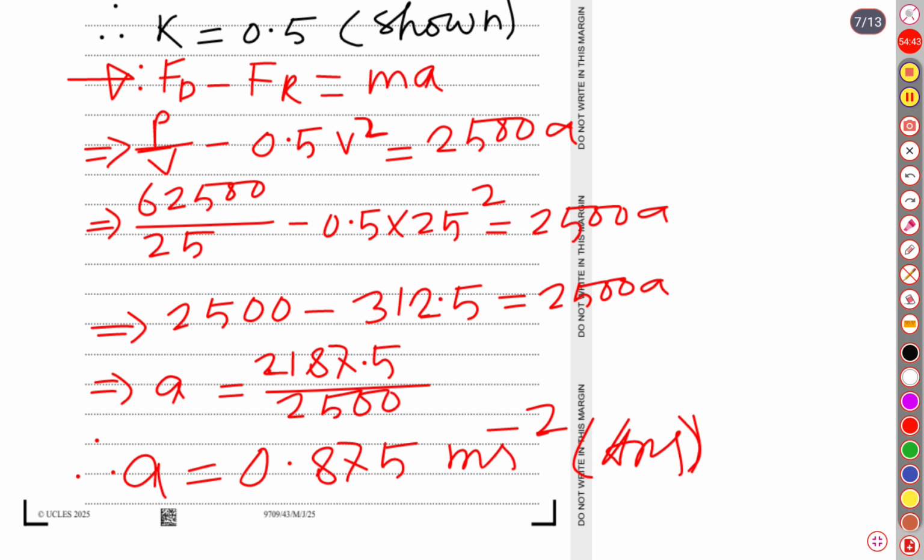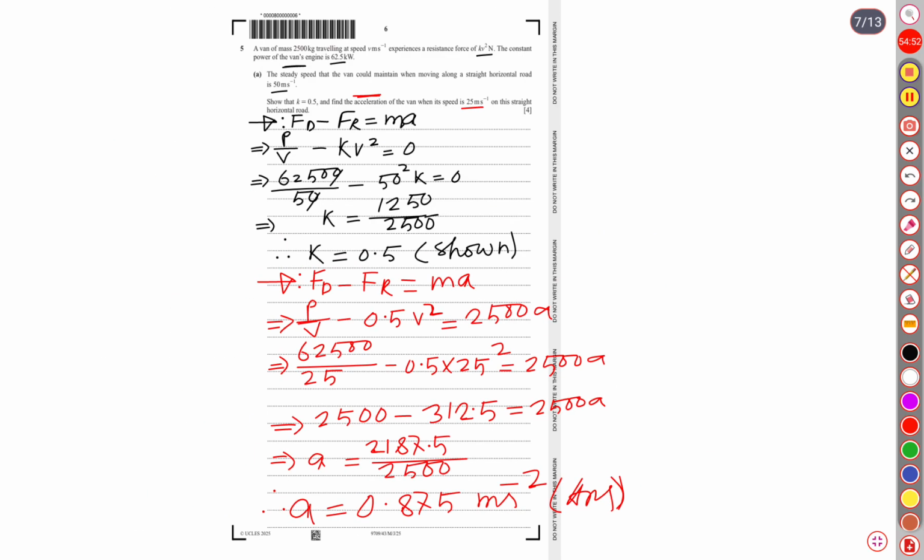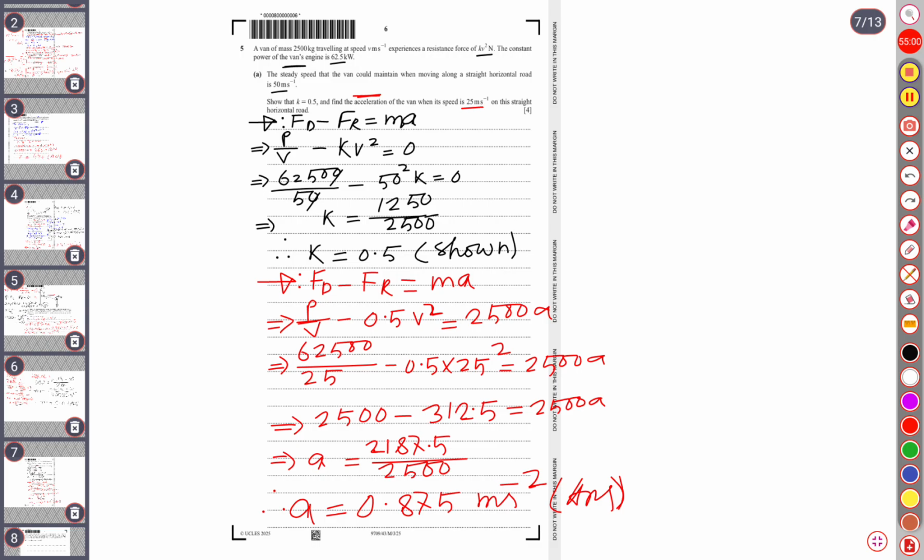The car is maintaining while the speed was 25 meter per second. Let me show whole of this solution. Yes, this is whole of the solution. Then question number B. For question number B, we are moving on to page number 8.